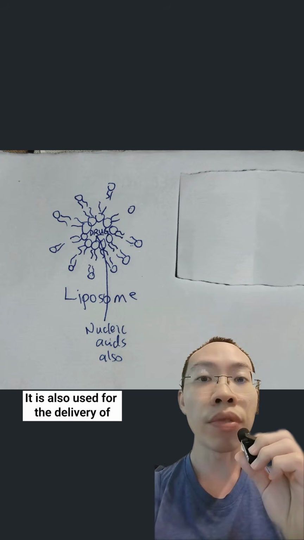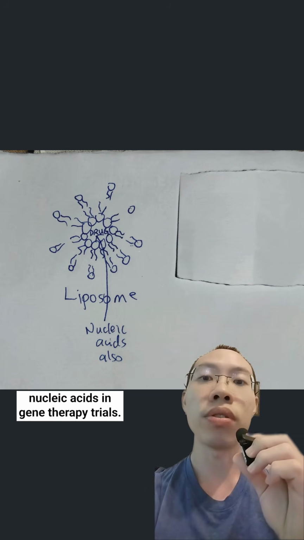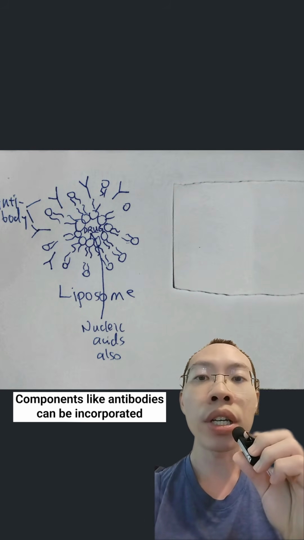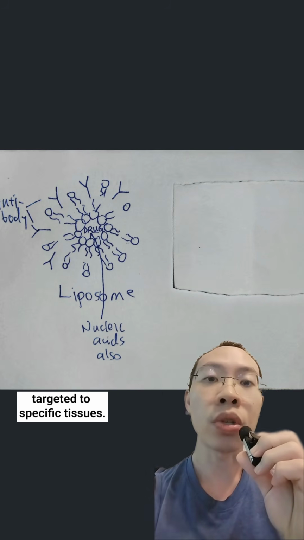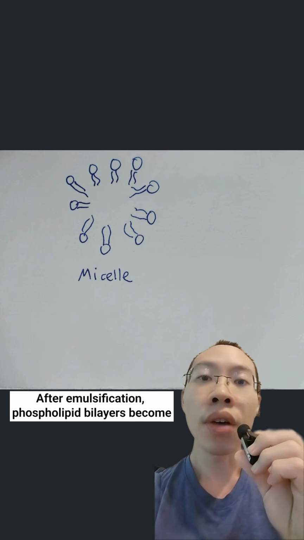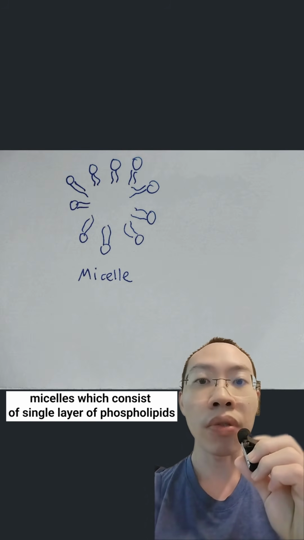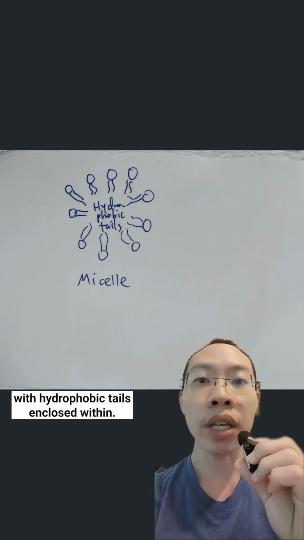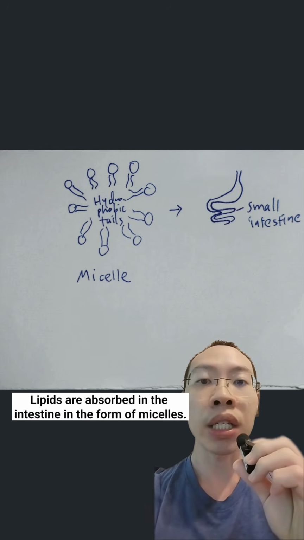It is also used for the delivery of nucleic acids in gene therapy trials. Components like antibodies can be incorporated into the liposomal membrane so that they are targeted to specific tissues. After emulsification, phospholipid bilayers become micelles, which consist of a single layer of phospholipids with hydrophobic tails enclosed within. Lipids are absorbed in the intestine in the form of micelles.